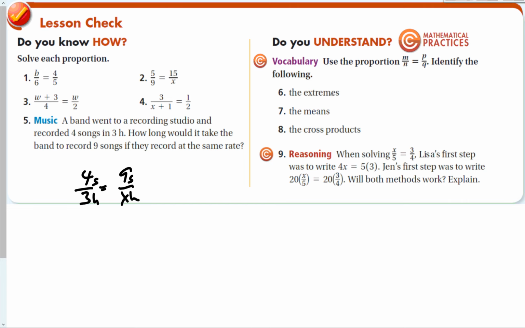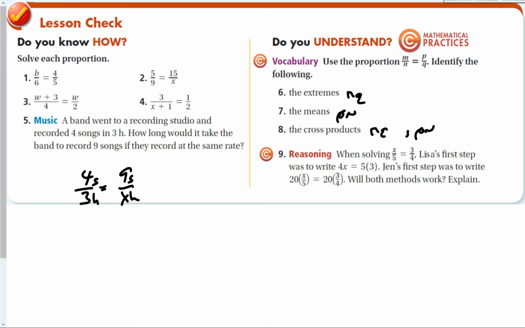Identify the following, the extremes. Okay? To find the extremes, we're always going to start at the top and cross down. So the extremes are MQ. The means are PN. And the cross products are both of them. So that's MQ and PN.